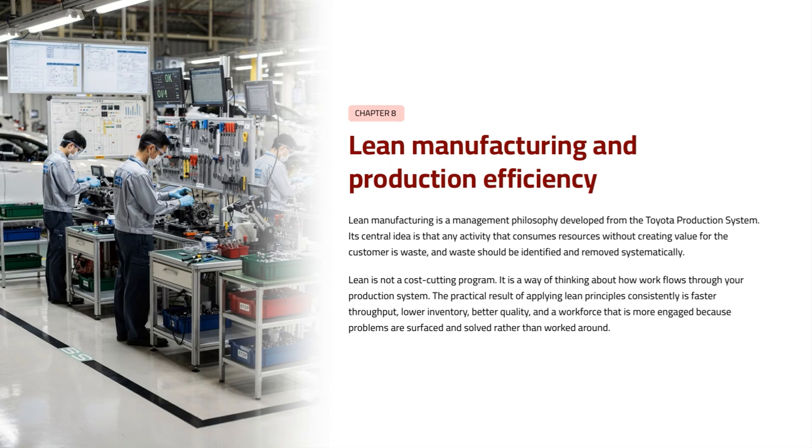By applying lean principles consistently, companies achieve faster throughput, lower inventory levels, improved quality, and a more engaged workforce because problems are brought to light and addressed directly, not ignored or worked around. This approach ultimately drives a much more efficient and responsive production process.